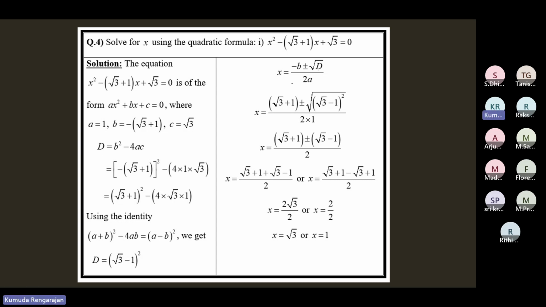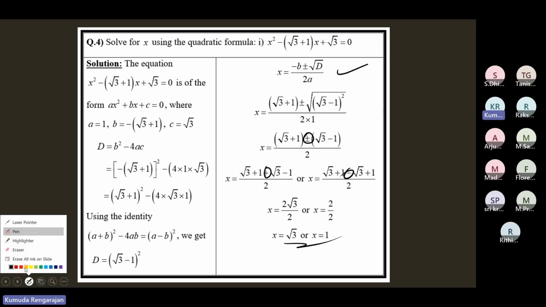Now find the values of x. Write the formula, substitute. Since we have plus or minus, once with the plus sign, then with the minus sign. And the values of x are root 3 and 1.